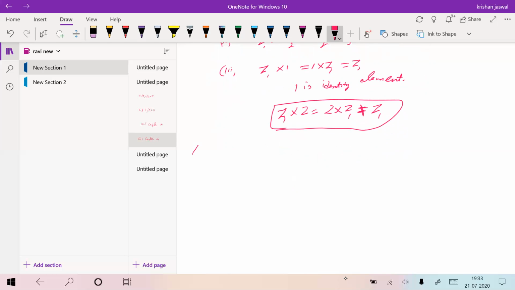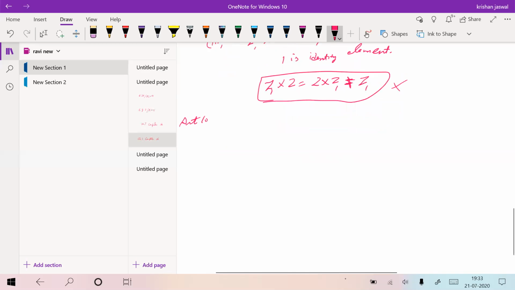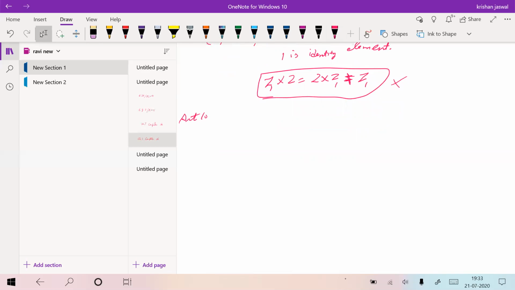Article number 10. Conjugate of a complex number. If Z is equal to A plus iota B, then the conjugate of Z, that is Z bar, is equal to A minus iota B.